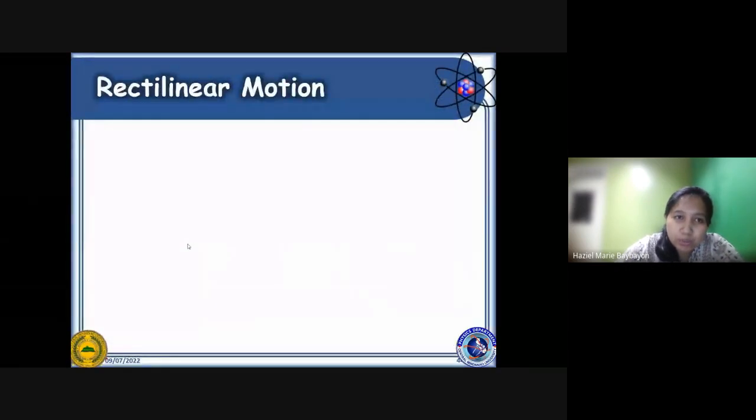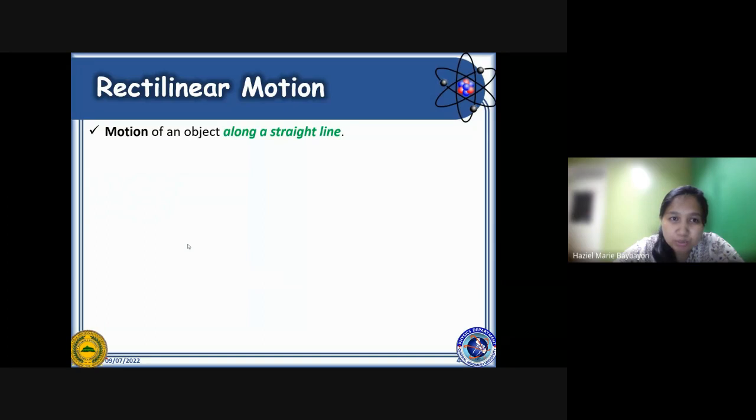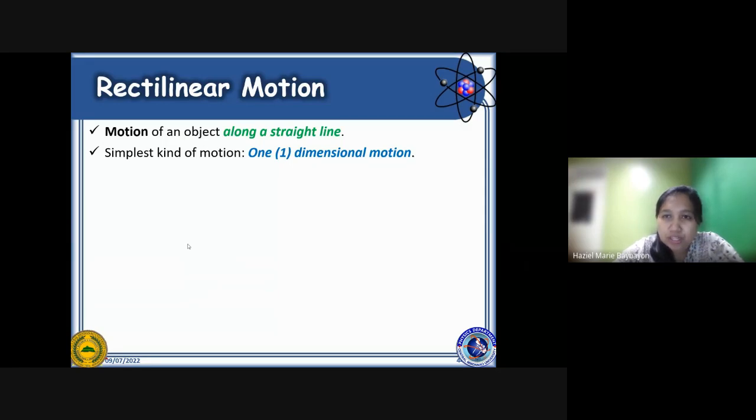Now, we define rectilinear motion. So, rectilinear motion, class, is the simplest kind of motion. So, it is the motion of an object along a straight line. So, take note that it is the simplest kind of motion, and it is one-dimensional by nature. Okay, so rectilinear motion, it is one-dimensional, meaning to say, yung motion kay along lang sa x-axis, or motion along the y-axis only, or motion along the z-axis only.